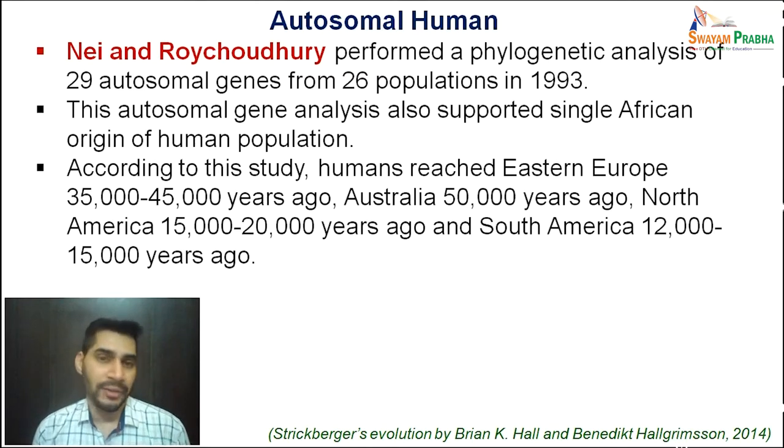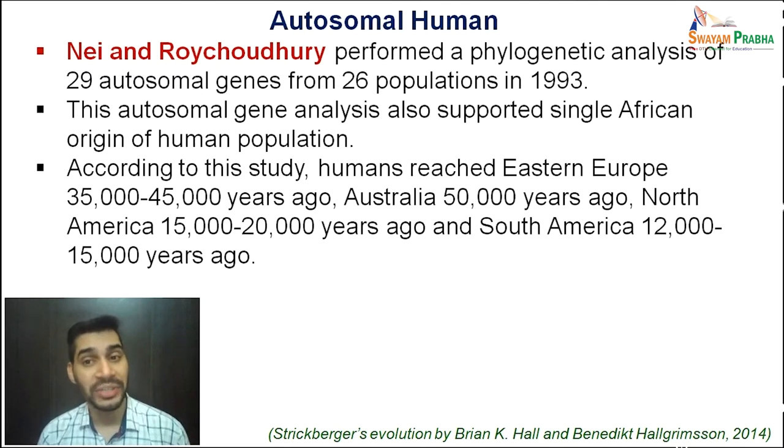Besides these sex chromosome kinds of studies, there are autosomal studies as well. Nei and Roychoudhury performed a phylogenetic analysis of 29 autosomal genes from 26 populations in the year 1993. This autosomal gene analysis also supported a single African origin of the human population.